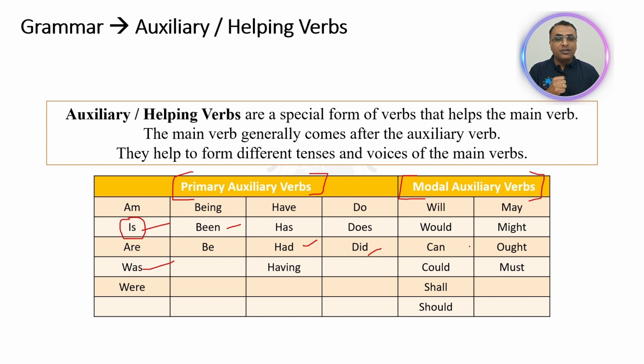Coming to the modal verbs. I can do it. He ought to do it. See, I can do it. He ought to do it. Here also, you are helping the main verb to give a proper grammatical structure of the sentence. And this is how you can easily form sentences if you understand how auxiliary verb functions in a sentence.